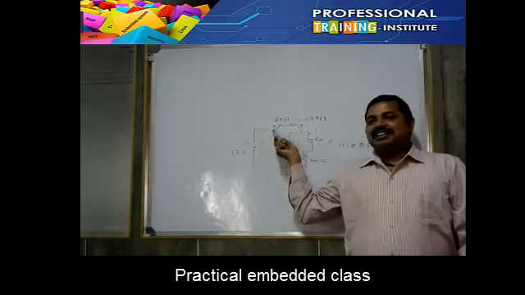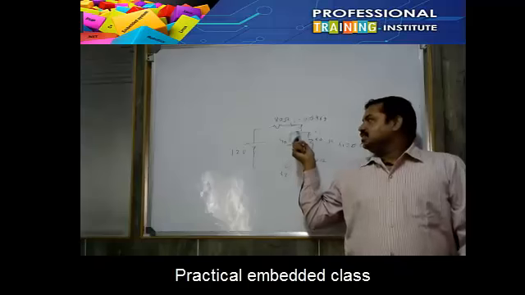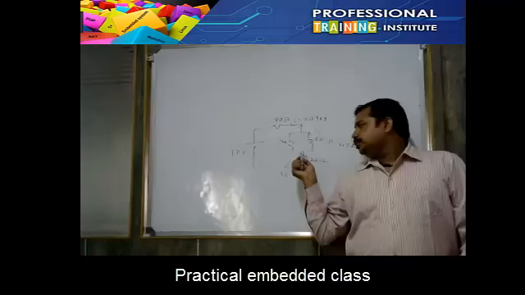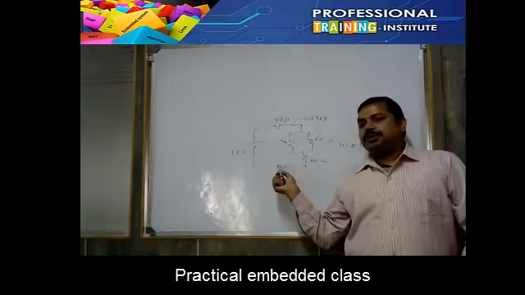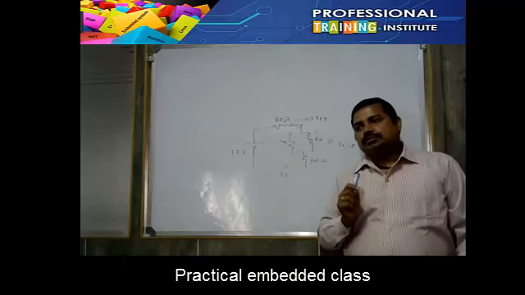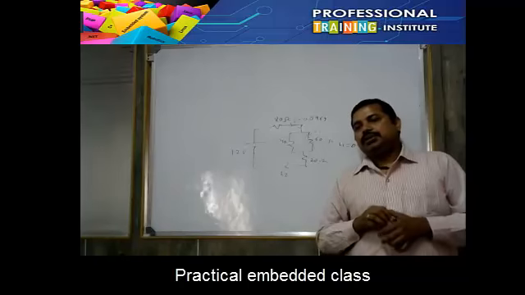Current started here, it hit the resistance, it crossed the resistance, then it hit the junction and divided into two parts, then it joined again here, crossed the resistance and came here. Same current. I2 is equal to I. Any doubt in this?